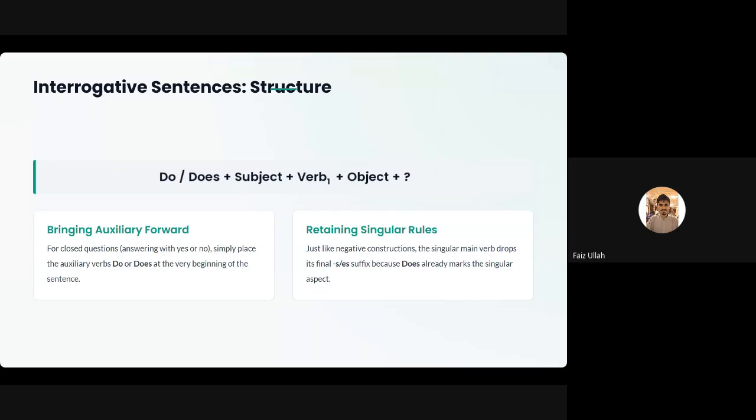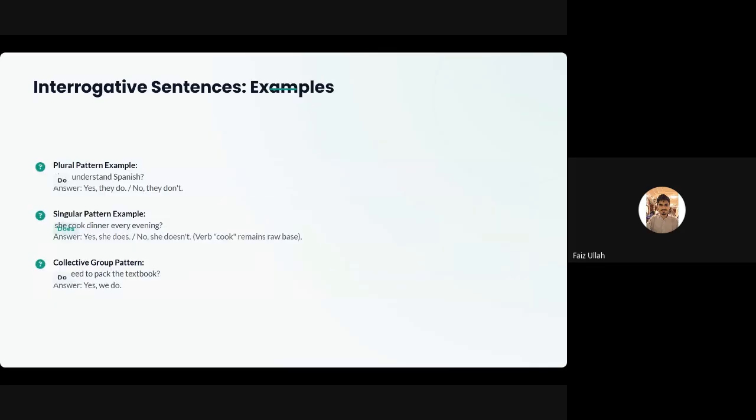Similarly, you can say, does Aisha like, sorry, does Aisha like? You're not supposed to use s or es when you are using does. So, does Aisha like reading books? Yes, she does. No, she does not. So this is the structure for interrogative sentences.